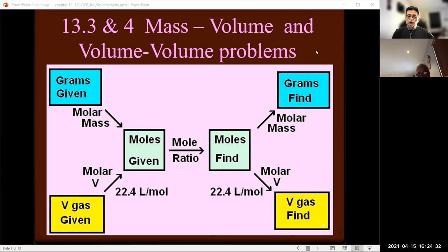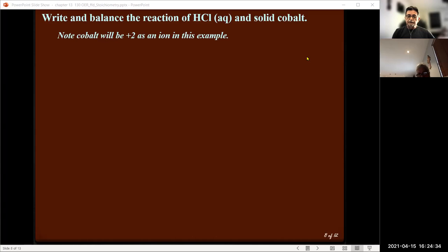Okay. All right. So here we have this question that says, write and balance the reaction of hydrochloric acid and solid cobalt.